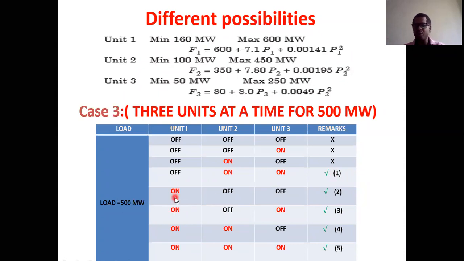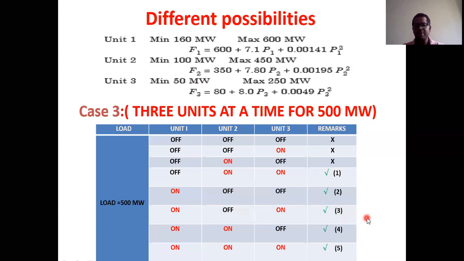Similarly, let's go for one more combination. Unit 1 is on and the remaining 2 units are off. In this case also we can meet the load. This is the second possible combination. Next, unit 1 is on, unit 2 is off, and unit 3 is on. In this case also we can meet the load, that is the third combination.